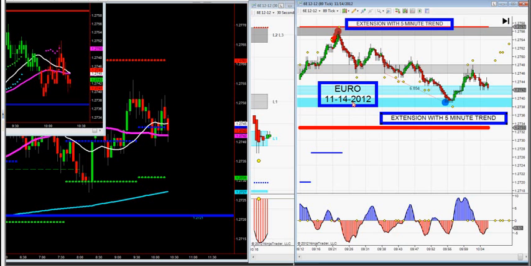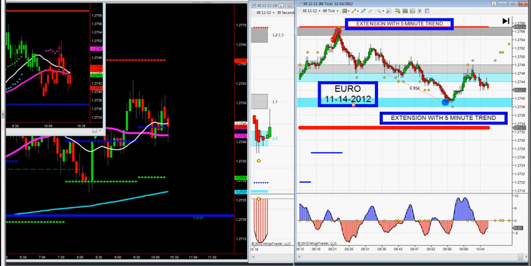11/14/2012 on the euro. Now what you can do on the software, you can turn the trend filter to false, and that will allow counter trend trades to happen, where these dots will fire off counter trend trades not based upon the 5-minute trend.